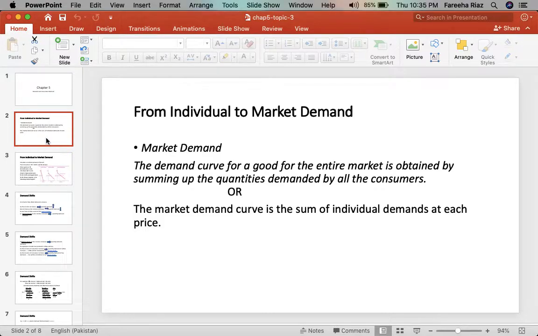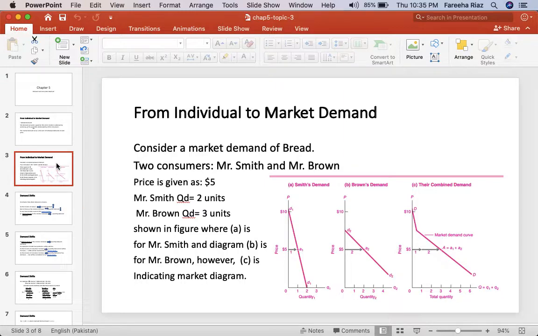So now let's come to the next topic of that chapter, and the third topic is from individual to market demand. Market demand, you are already familiar with that. We have discussed it in chapter number 3, that it is the sum of all individuals' demand at a given price.